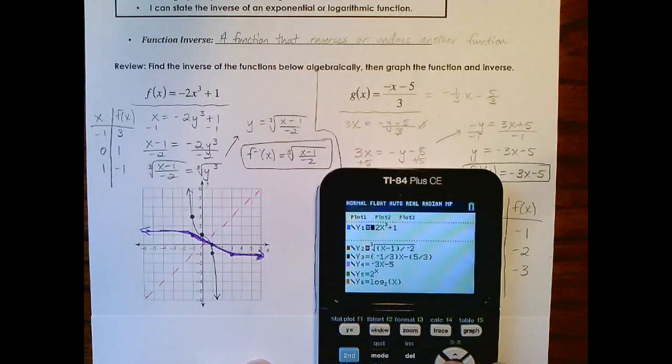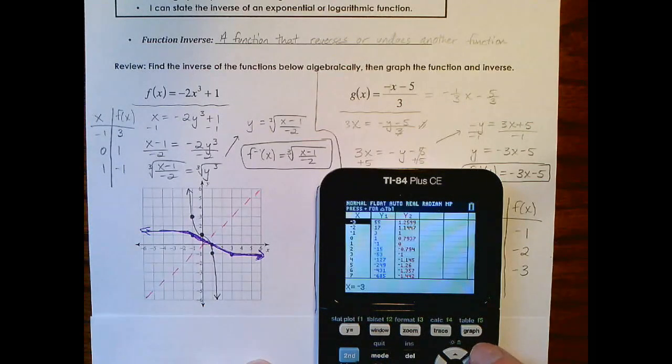So I can do this again. You can also use the table feature on the calculator if you have that. If not, you can download a free version of the calculator onto your computer or your Chromebook at home. So here are some values from the table that I could take.